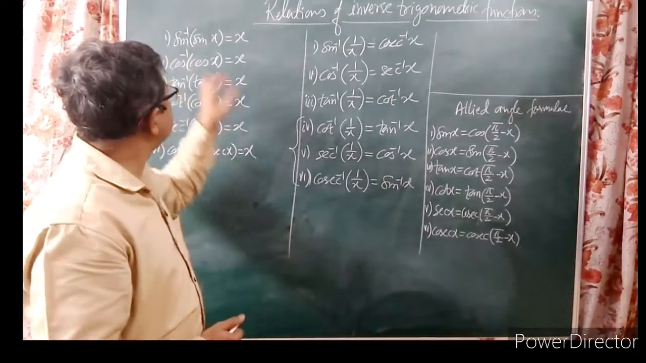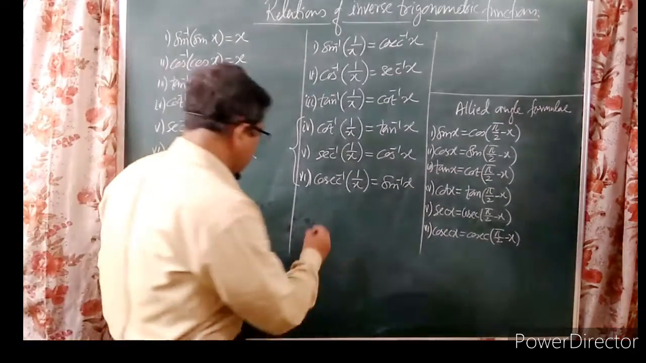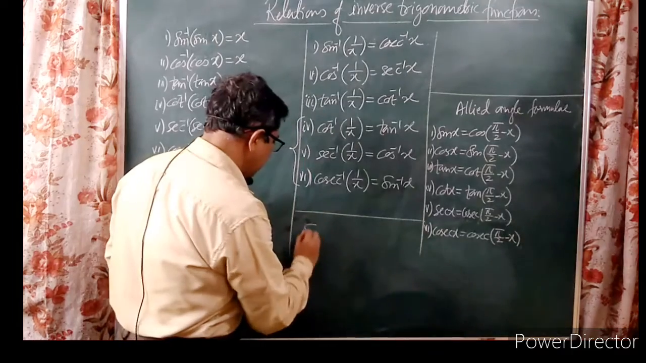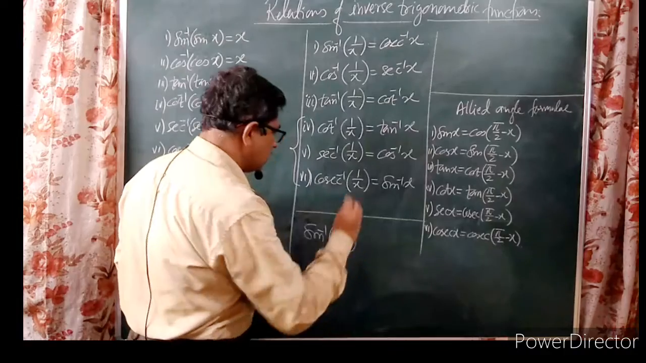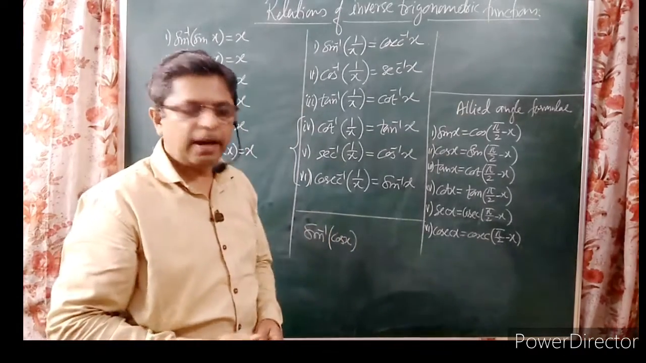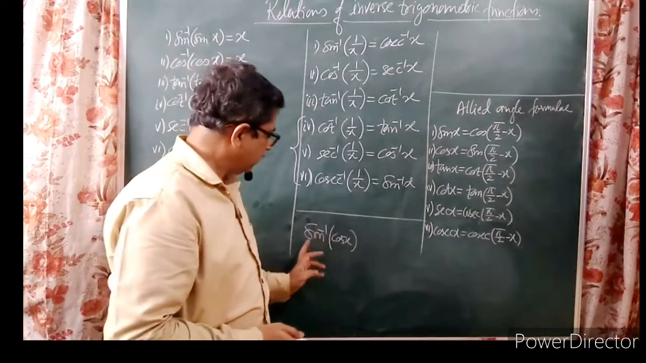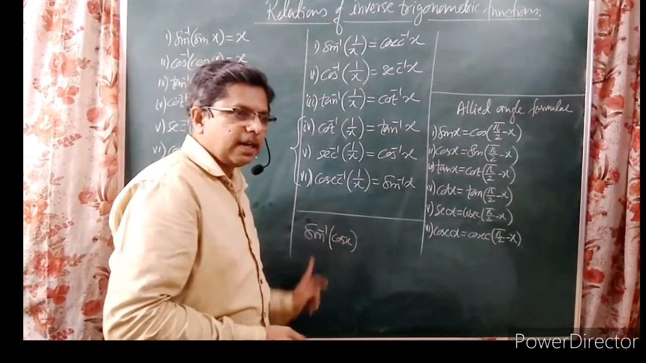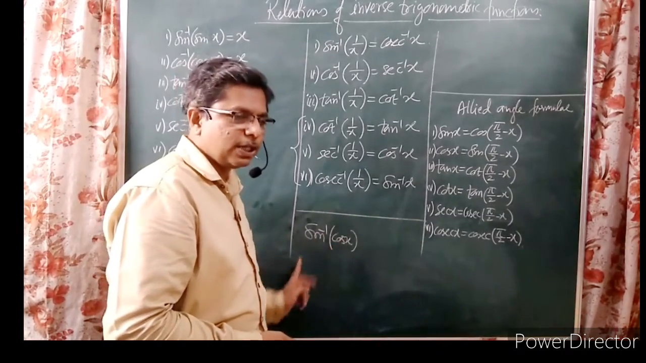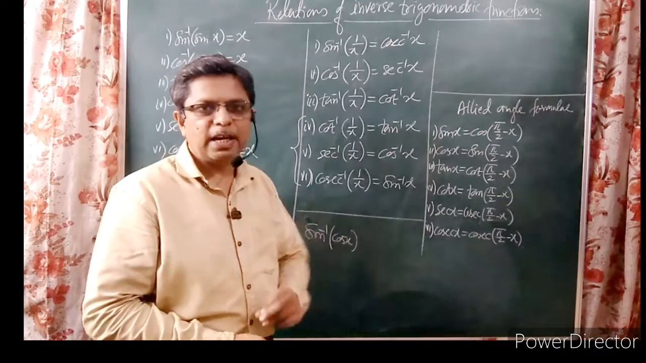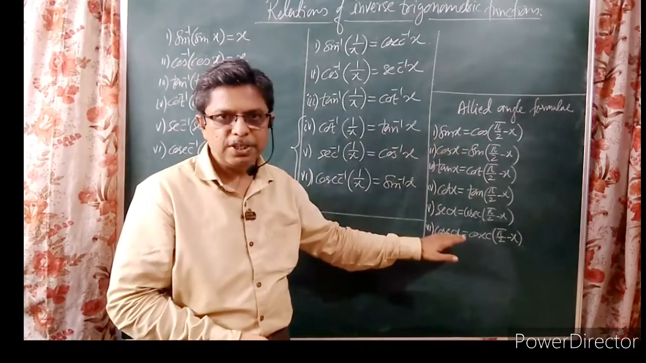We have seen that sine inverse of sine x is x. But if somebody gives an example like this, sine inverse of cos of x, now what to do? In this case, we have to remember the pairs: sine inverse of cos or cos inverse of sine, tan inverse of cot or cot inverse of tan, sec inverse of cosec or cosec inverse of sec. Such examples can be easily simplified using the allied angle formula. See what we have to do.